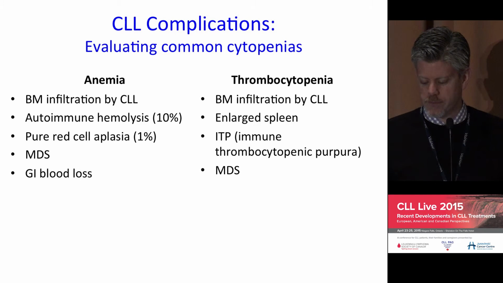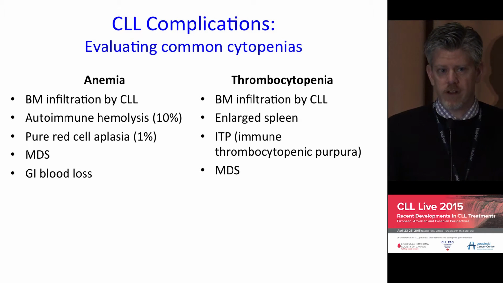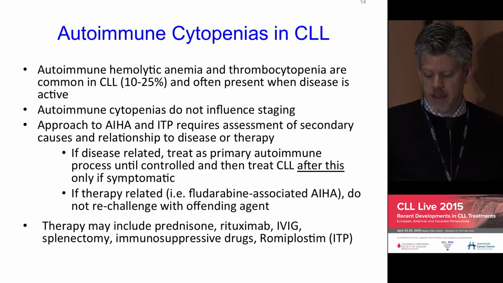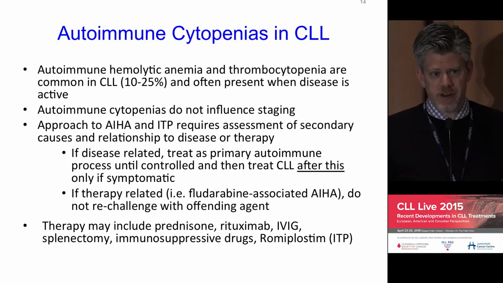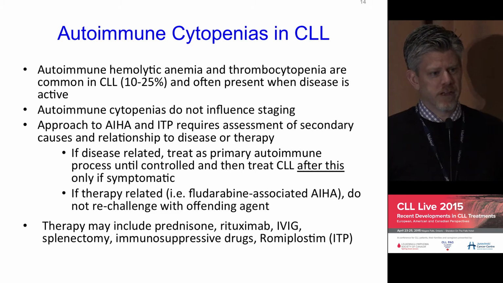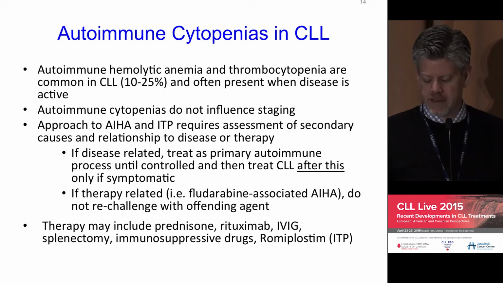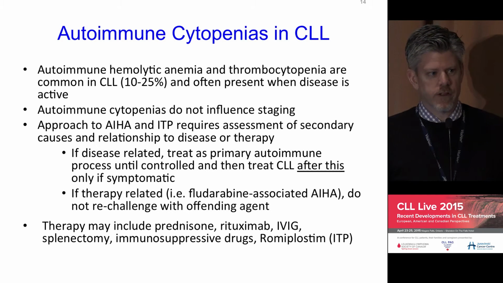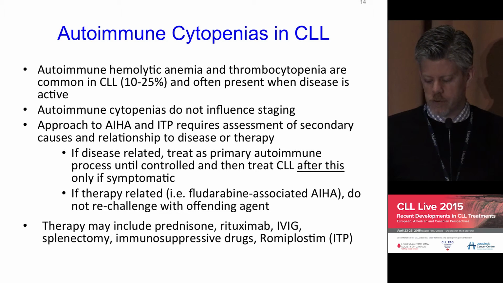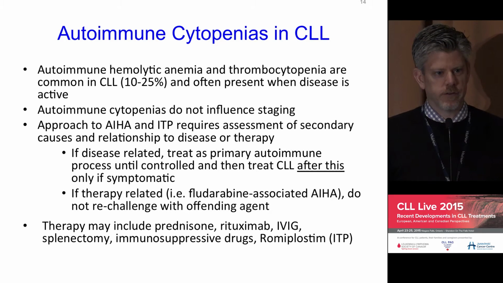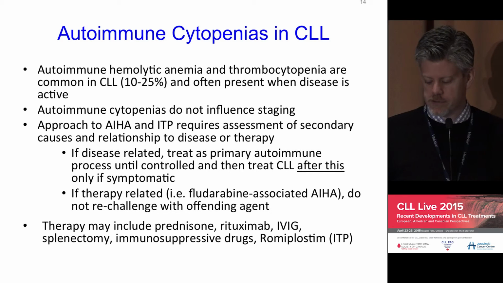Autoimmune cytopenias are relatively common, and they can be a challenge to deal with in the clinic. Autoimmune hemolytic anemia is by far the most common, but ITP or immune thrombocytopenia can also develop in some patients. Overall, it's probably in the range of about 20% or so of patients at some point will develop an autoimmune complication. Autoimmune cytopenias don't necessarily influence staging, which we'll come to in a second, and the approach really requires a determination of whether the autoimmune problem is related to the disease, whether it's related to therapy, and whether or not it can be controlled with specific medications designed to counteract the immune breakdown of these cells.